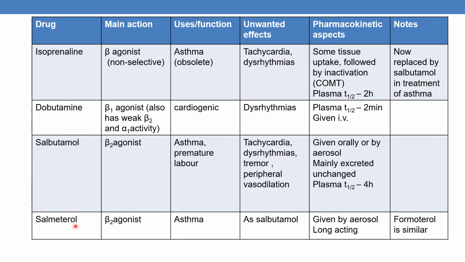The next is salmeterol. It is also a beta-2 agonist. It is also used to treat asthma, and unwanted effects are similar to those of salbutamol. They are tachycardia, dysrhythmias, tremor, peripheral vasodilation, and it is given by aerosol. It is long acting. Formoterol is also similar to salmeterol.